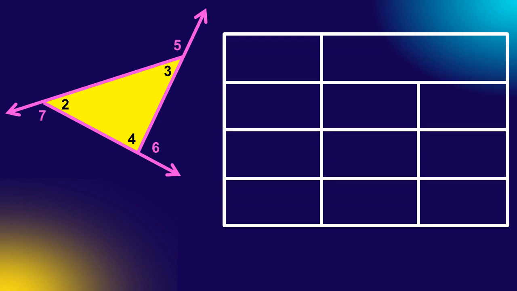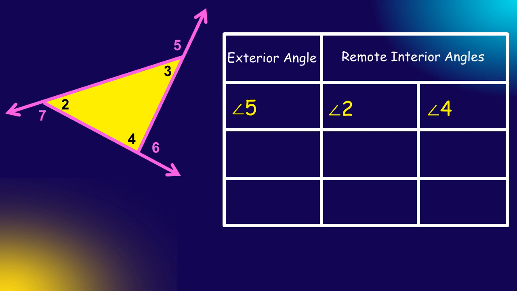How about this given triangle? With this given table, with a column of exterior angle and remote interior angles. Let us cite first one exterior angle here. Let's say we have angle 5. What do you think are the remote interior angles of angle 5? Correct. The remote interior angles of angle 5 are angle 2 and angle 4.